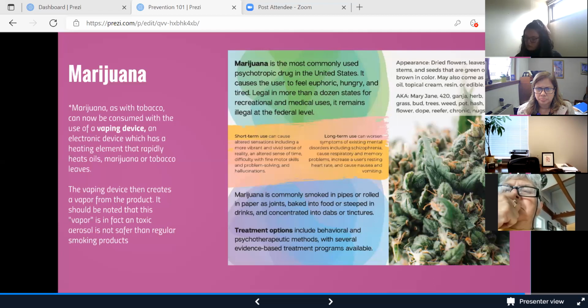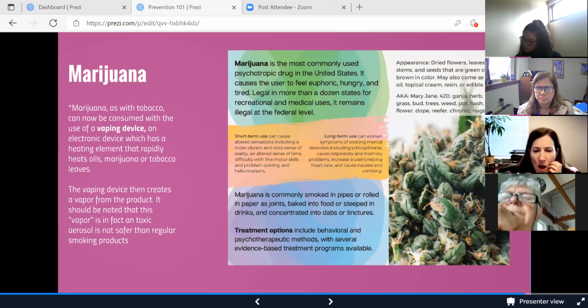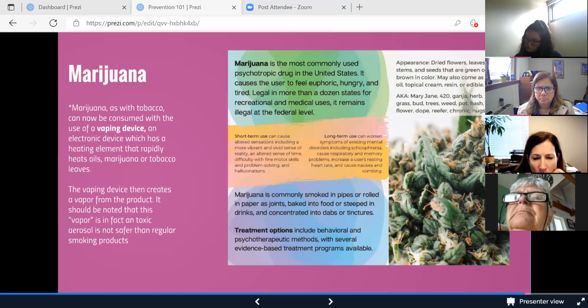Other ways in which people use marijuana are that it is sometimes ground up and placed into food as edibles. You may see people using it as topical creams or as resins, or burning it through pipes or through papers. Currently, the treatment options for marijuana are mostly behavioral health and psychotherapeutic methods.